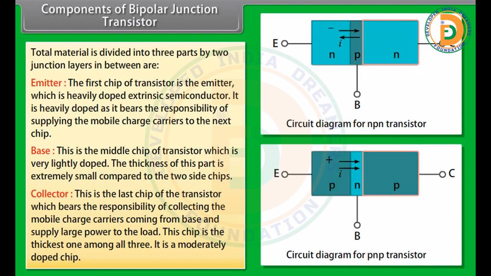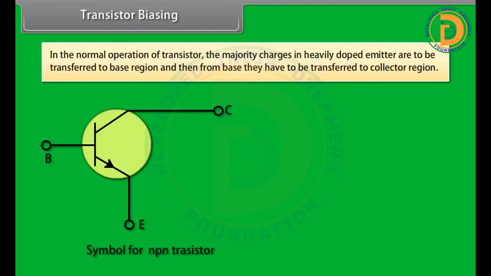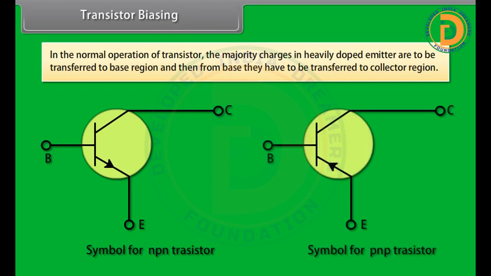This chip is the thickest one among all three. It is a moderately doped chip. Transistor biasing. In the normal operation of a transistor, the majority charges in the heavily doped emitter are to be transferred to the base region and then from the base they have to be transferred to the collector region.